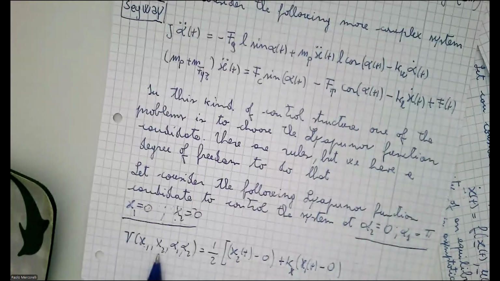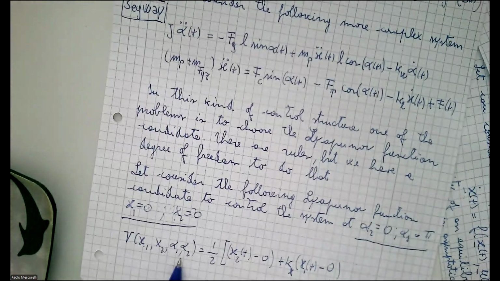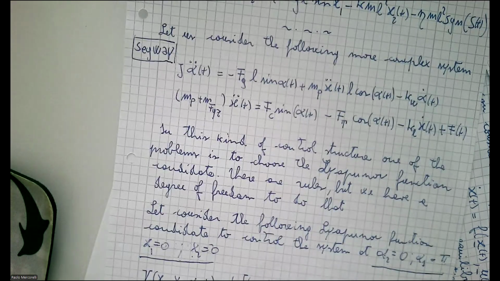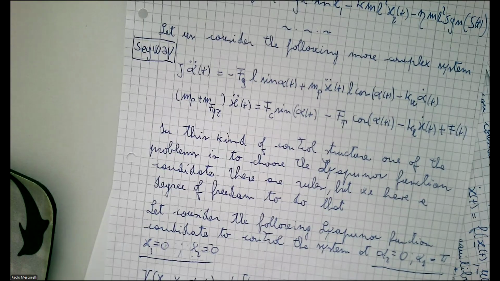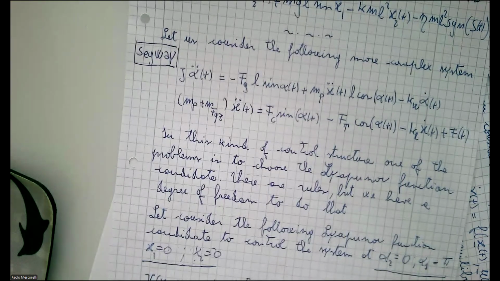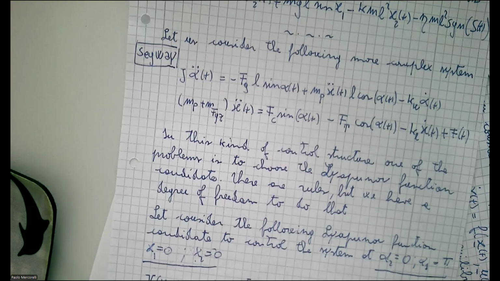Look at this position of the car and velocity of the car, plus angular position of the arm and its angular velocity. Look at this possible Lyapunov function candidate. This means I would like to stabilize at one point, 0, 0, the original point, and at the point alpha 1 equals pi and alpha 2 equals 0. This is the goal.